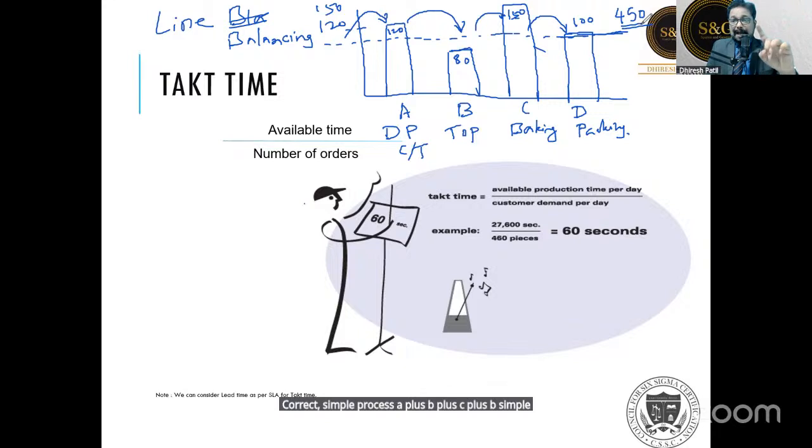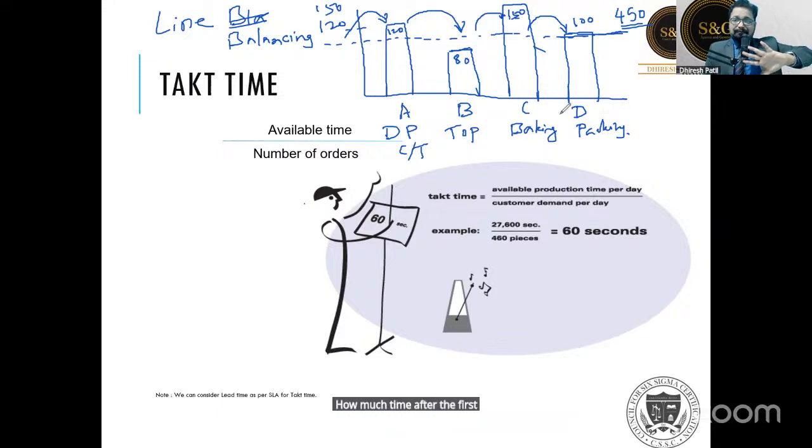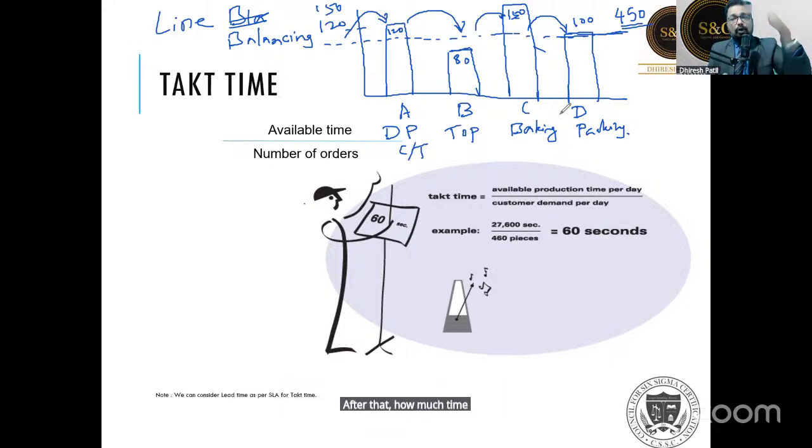Simple. Now, what will be the time the second pizza, the third pizza, the fourth pizza, the fifth pizza will be out. Type in the chat box. How much time after the first pizza? So forget the first pizza for now. After that, how much time will every pizza take to come out of this entire factory? Type in the chat box. Everybody.